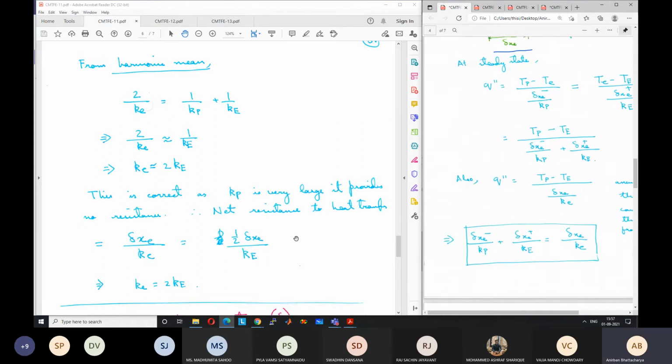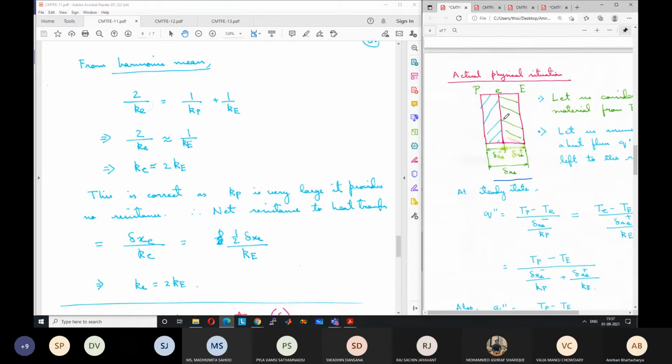What will happen is that delta xc by k, which is the thermal resistance, because k is equal to 2ke, will be equal to delta xc by 2ke, which is equal to half delta xc by ke. Half delta xc is this distance, divided by ke, so this is the thermal resistance of this part. So the overall thermal resistance is equal to the thermal resistance of this part.